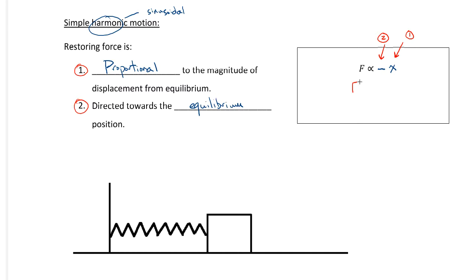Now we can turn this into an equation by introducing a constant. And if we call that constant k, you'll recognize this as being very familiar from Hooke's law. This is the restoring force that's acting in a spring when a mass on a spring system is displaced from equilibrium. And so in fact, this system that we've been using as an example is an example of simple harmonic motion because it obeys these two characteristics that we need for simple harmonic motion.